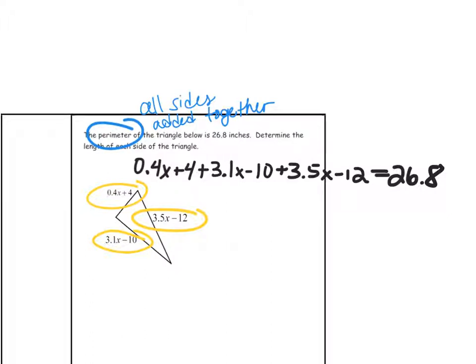We're going to identify our like terms. 0.4x, 3.1x, 3.5x. Mark your like terms. Did you already combine like terms? Yeah. 4, negative 10, and negative 12.